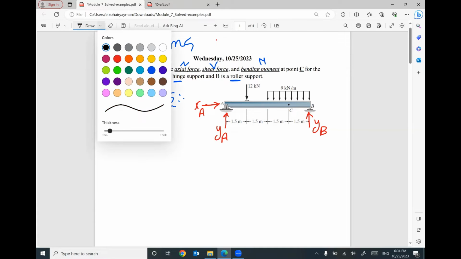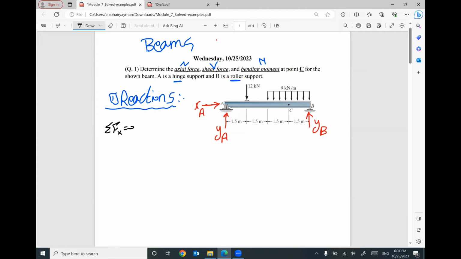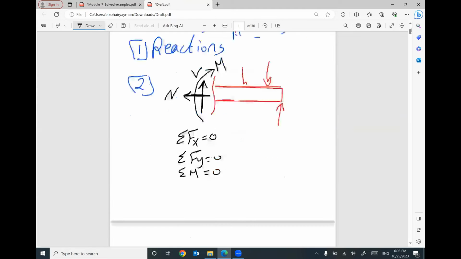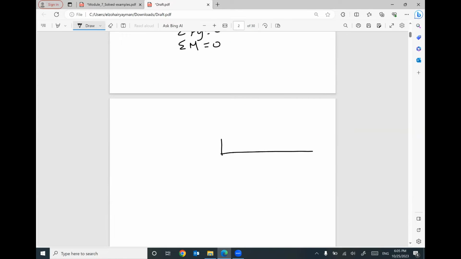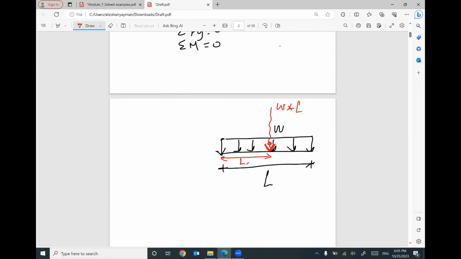Before starting to apply the three equilibrium equations, summation Fx equals 0, summation Fy equals 0, summation moment at any point equals 0, I would like to remind you of something we learned before. If we have a uniform distributed load, do you remember this kind of loading? The value is W and the length of this distributed load is L. I will convert this distributed load to one equivalent load. Do you remember its value? It equals W times L. The equivalent load is located at the centroid of this rectangle. That means it will be at a distance L divided by 2 from this side and L divided by 2 from the other side. Does that make sense?